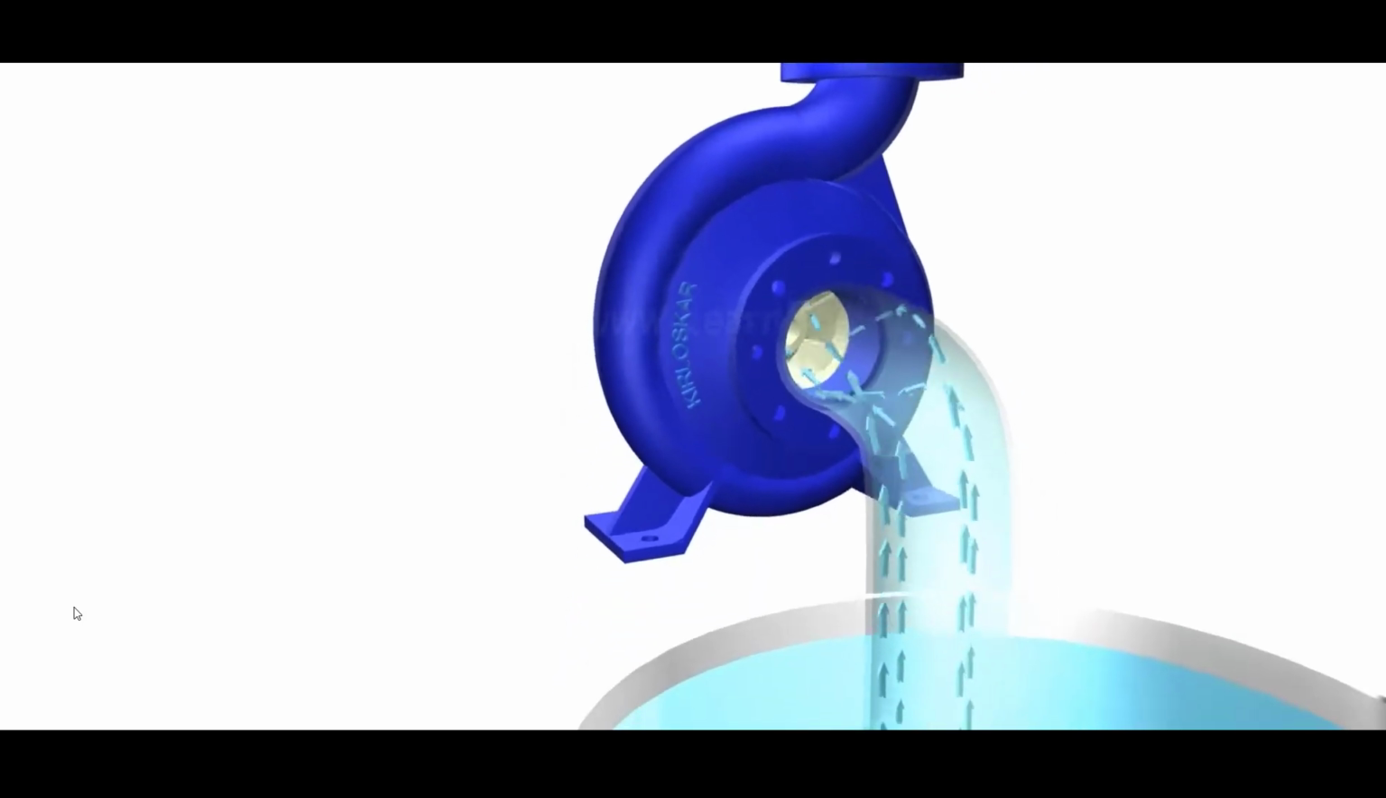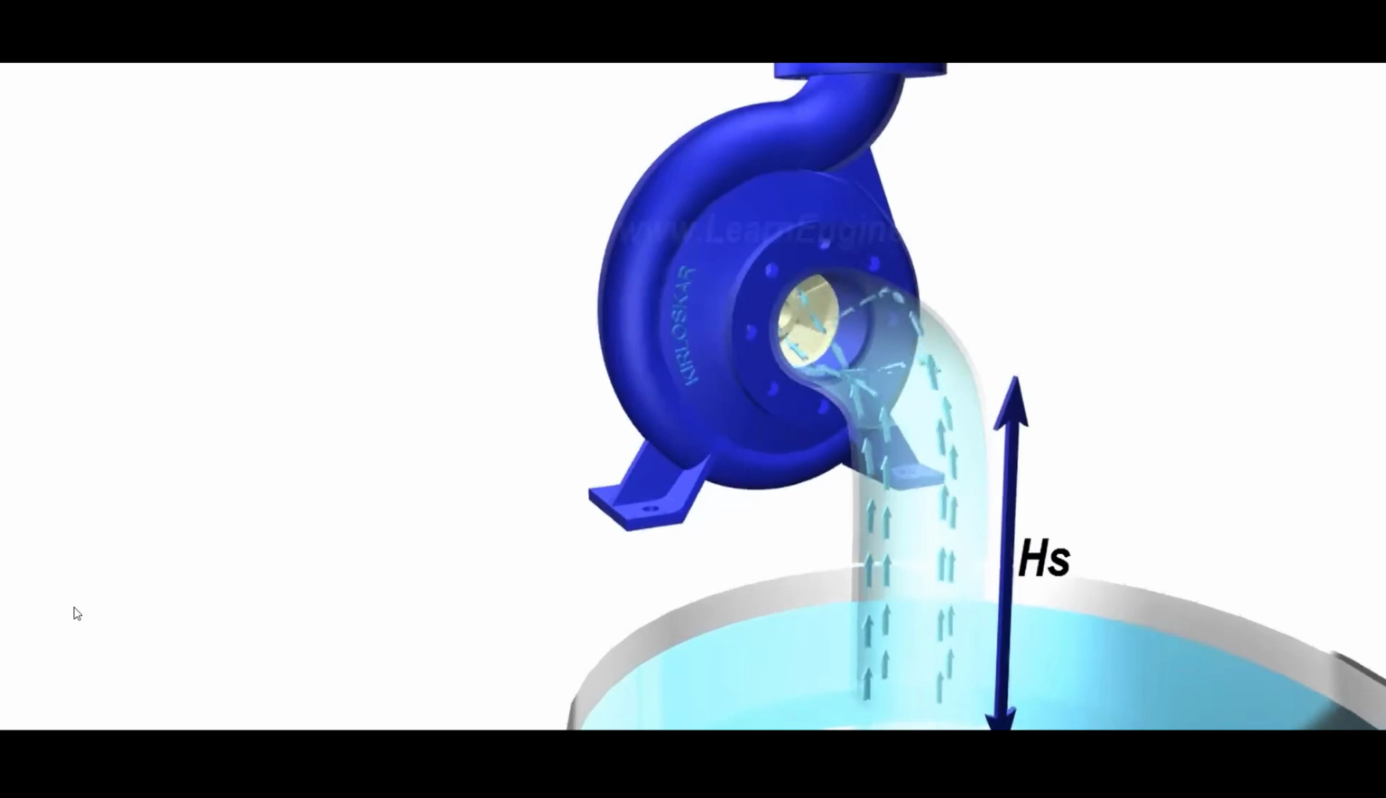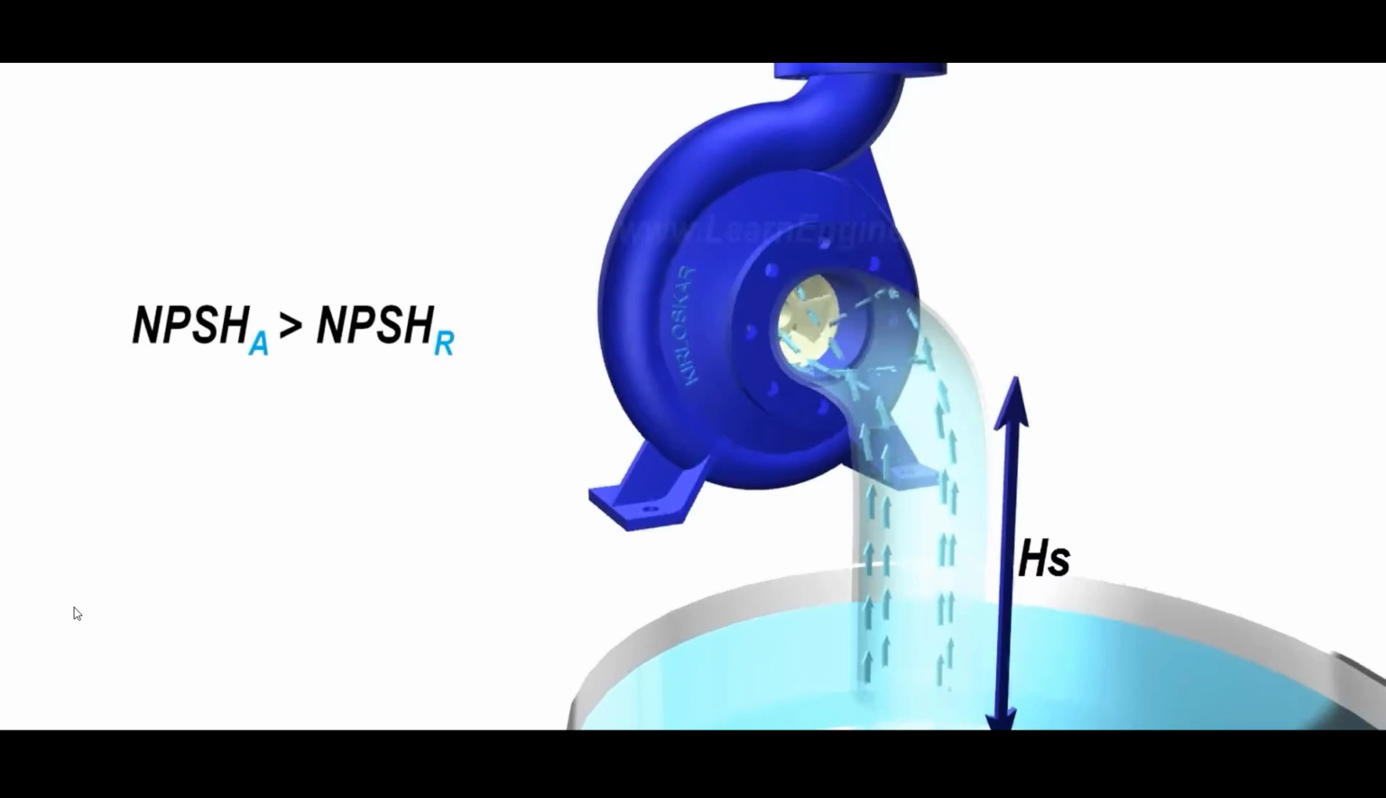The more the suction head, the lesser should be the pressure at the suction side to lift water. This fact puts a limit to the maximum suction head a pump can have. Careful pump selection is required to avoid the problem of cavitation.